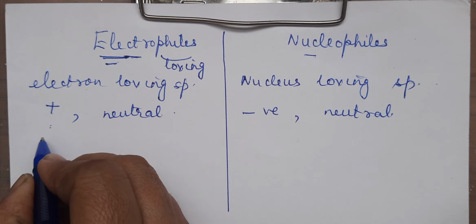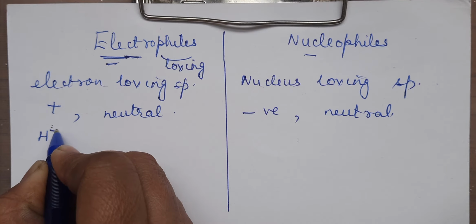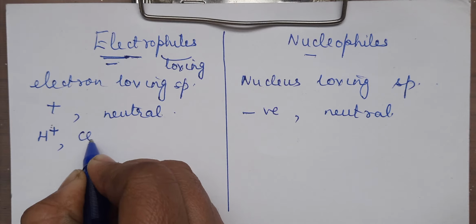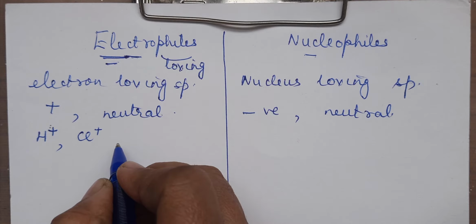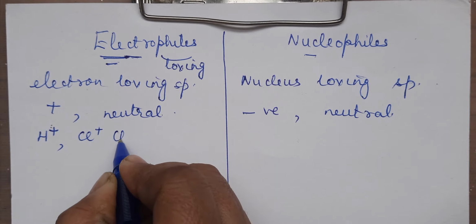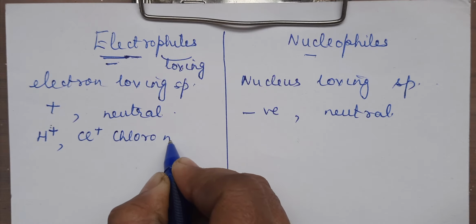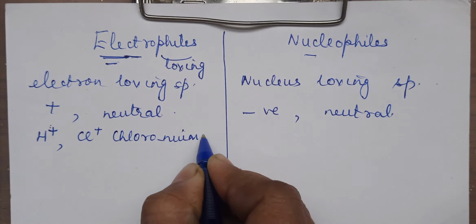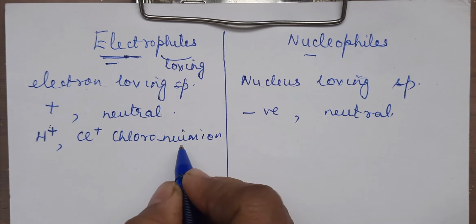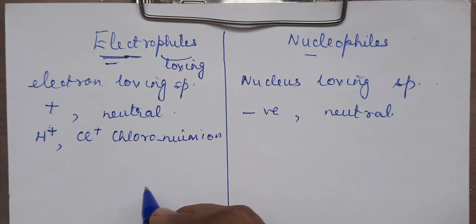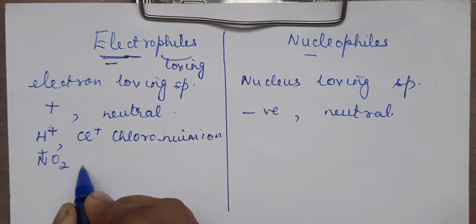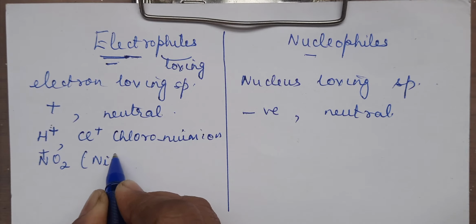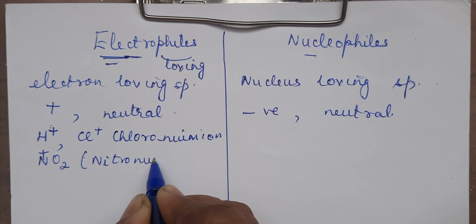Some positively charged electrophiles which we can have are H plus, that is proton, and Cl plus. You normally have heard of Cl minus, that is chloride ion. This is Cl plus, called the chloronium ion. Likewise, you may have Br plus, I plus, bromonium ion, iodonium ion, and so on. But the common ones I am writing here, NO2 plus. NO2 plus is called the nitronium ion. We will require all this in organic chemistry.